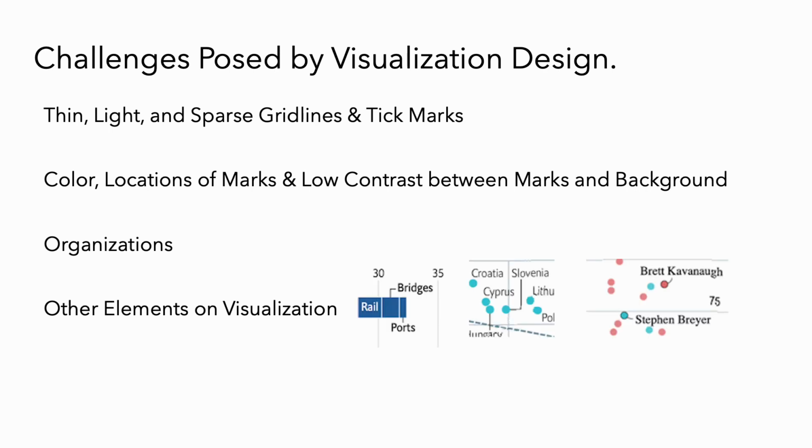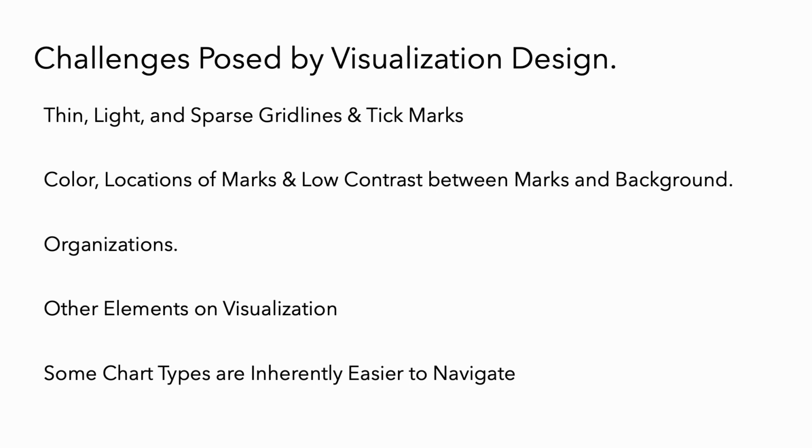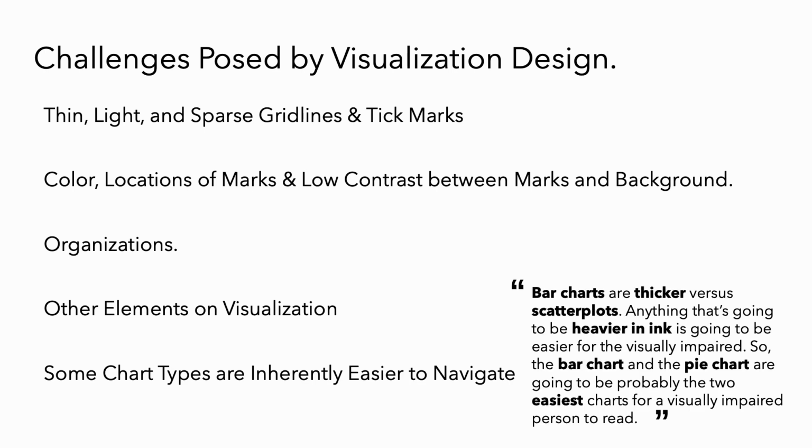Thin connecting lines between marks and labels to indicate the association are especially important but easily missing, and consequently can cause wrong understanding due to the nature of linking marks with the nearest label. Some chart types, like bar chart and pie chart, are more accessible and easily navigable because of their visuals, mainly come from thicker and heavier ink.